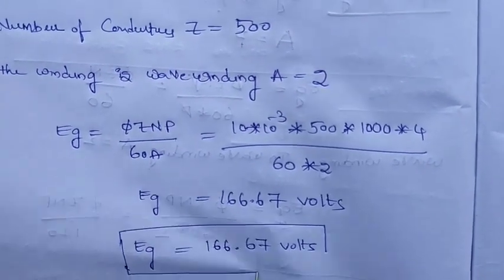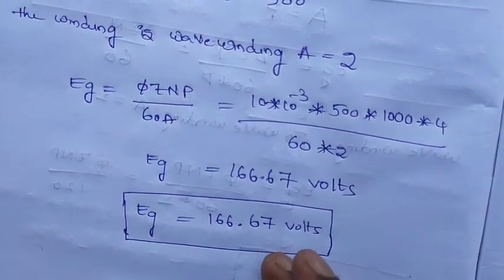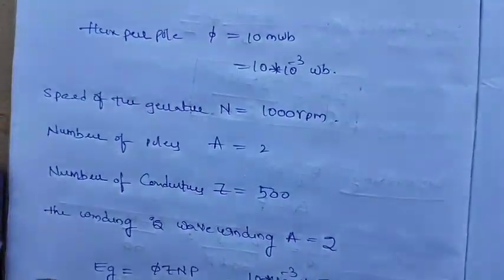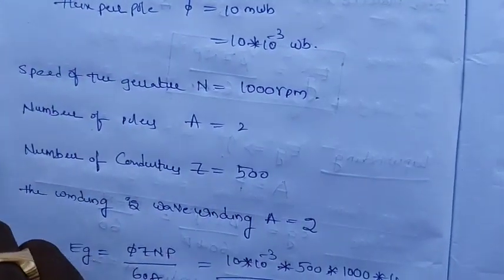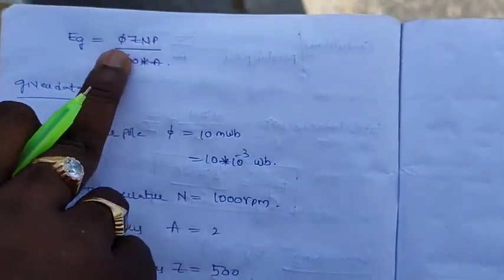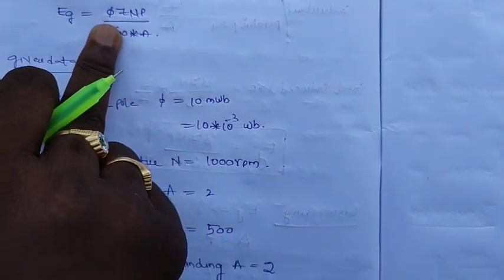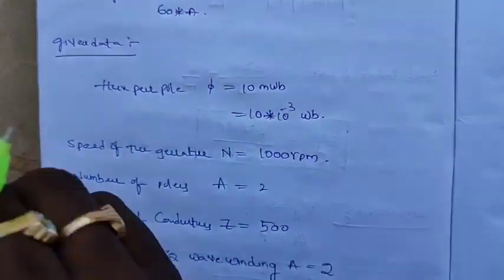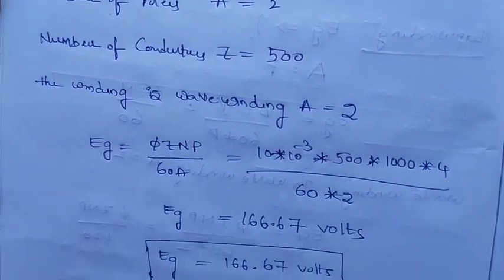This is the general problem they ask. What does general mean? They give all the parameters except Eg, and you determine Eg. In another type of problem, Eg is given, but one of the terms is missing, like the flux, the conductors, the poles, or the speed of the machine. That can be determined in some problems, so that is also seen in one problem.